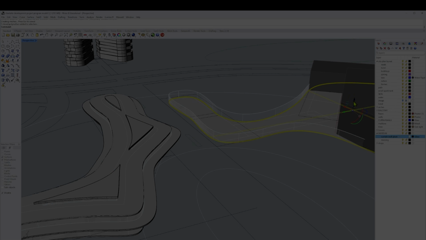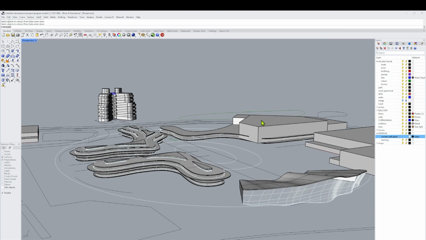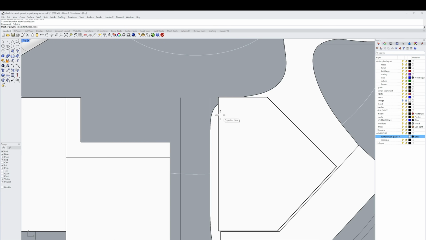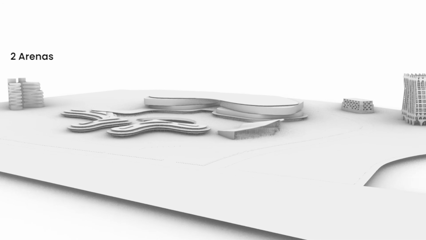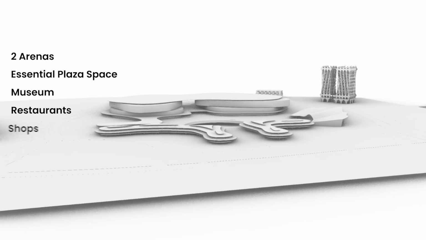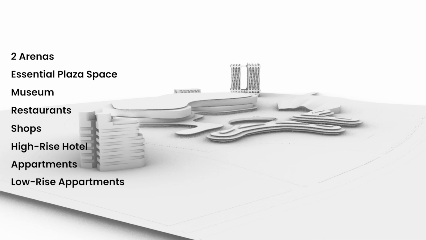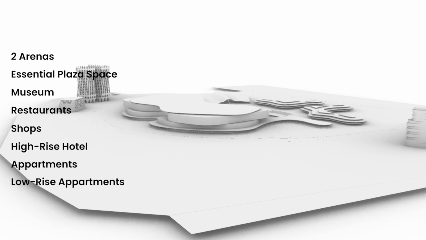With number 1, 3D modeling. Good rendering starts with a well-designed 3D model. And when you're working on a master plan, that means creating a ton of buildings. For this project, here are the programmatic requirements. I had to include 2 arenas, a central plaza space, museum, restaurants, shops, a high-rise hotel, apartments, and even low-rise apartments. Now, I'll leave a list of all these programmatic requirements so you can follow along.